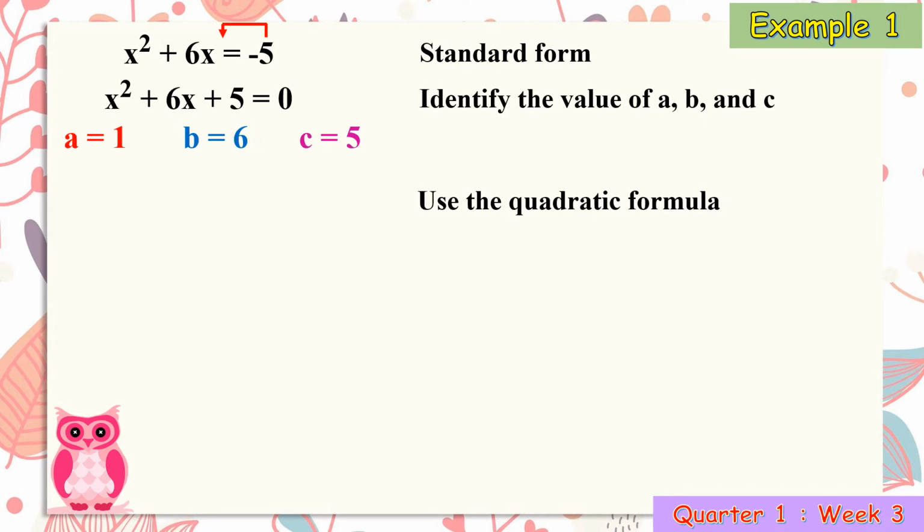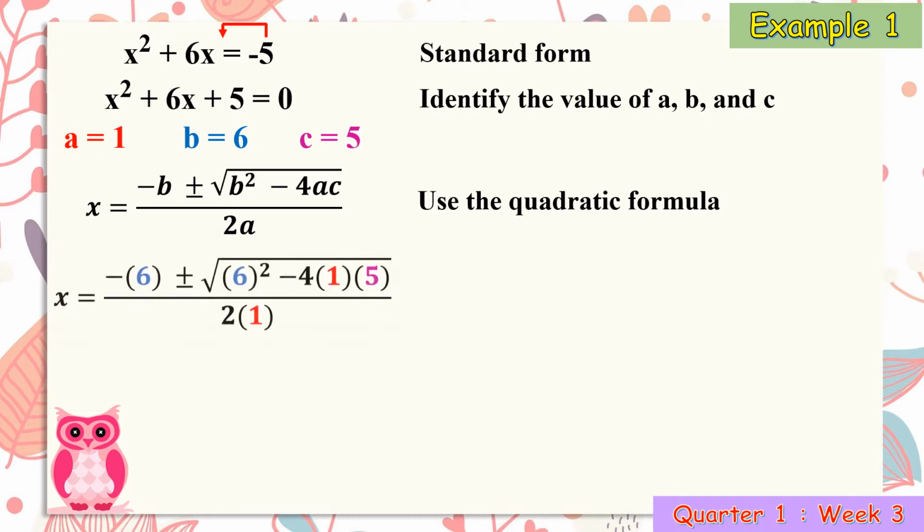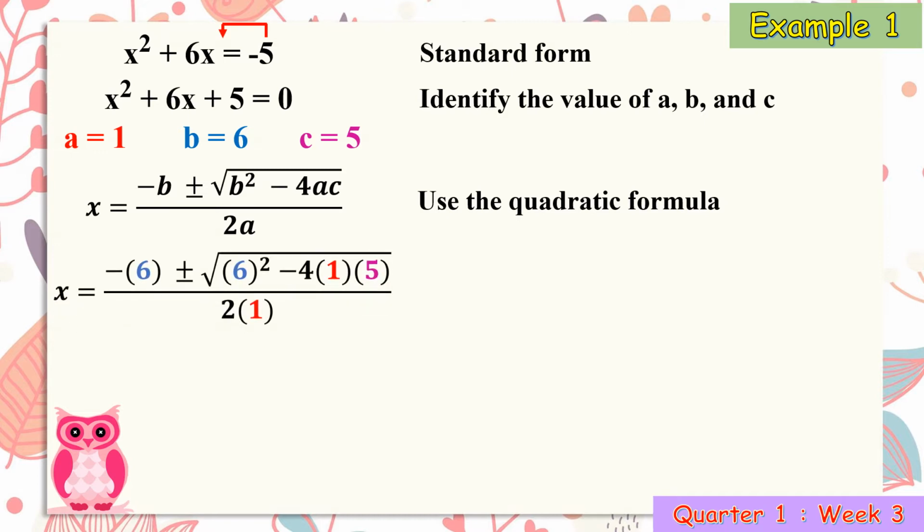Next, we can now use our quadratic formula. Again, this will be our quadratic formula. x is equal to negative b, positive negative, the square root of b squared minus 4ac all over 2a. Then afterwards, we can now substitute all the values of a, b, and c into the quadratic formula.